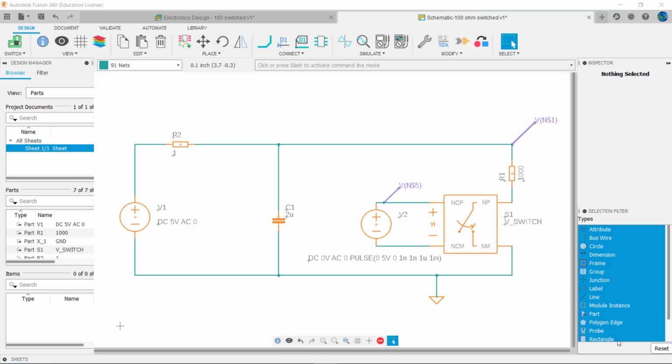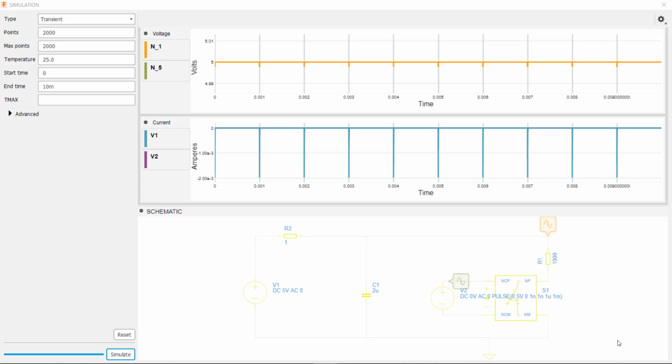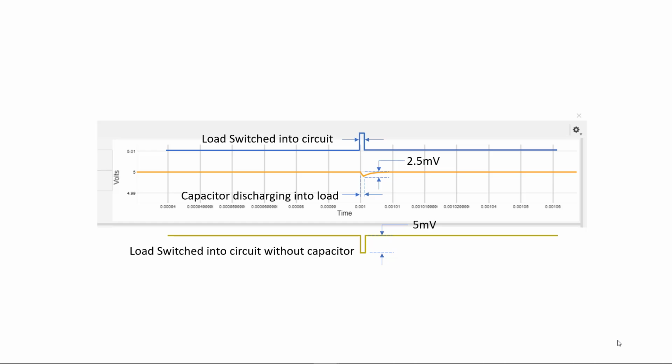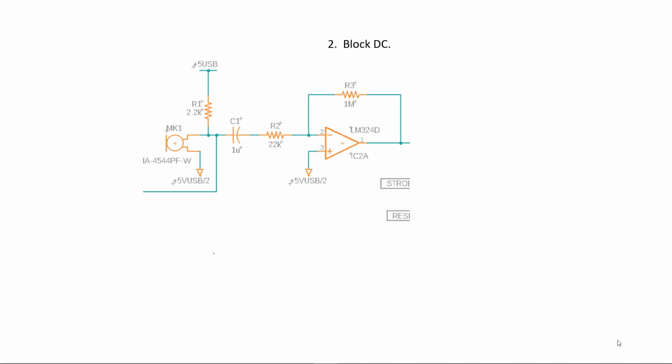Now, if we place a capacitor across the supply rail feeding the load, we can see that the supply rail drops less. Zooming in on a pulse reveals why. During the time the 100 ohm load is switched into the circuit, the capacitor discharges slowly through the load, preventing the supply rail from sagging as much as it did without the capacitor.